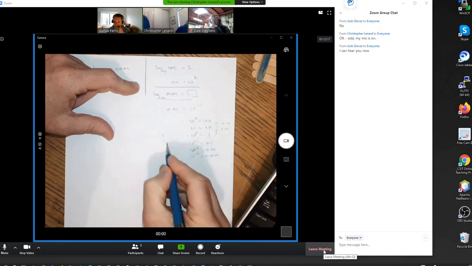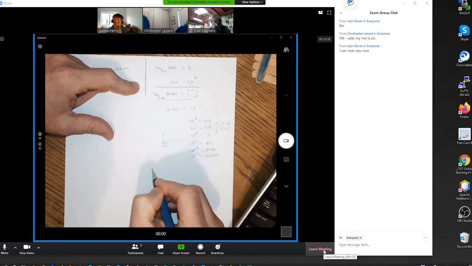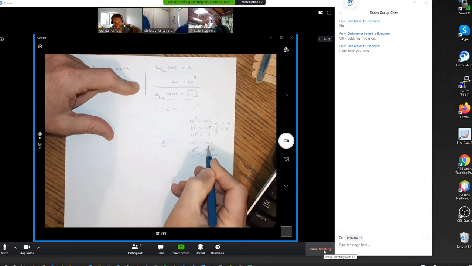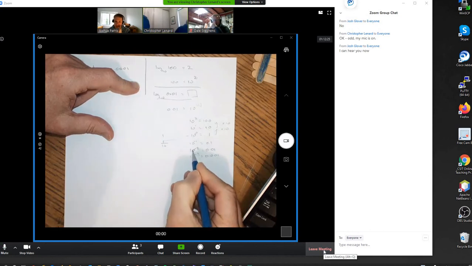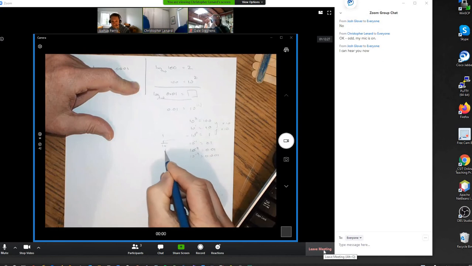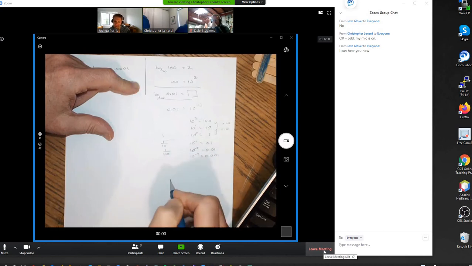10 to the minus 1 is 1 over 10, which we write as the decimal 0.1. 1 over 10 to the minus 2 is 1 over 100, which we write as 0.01.